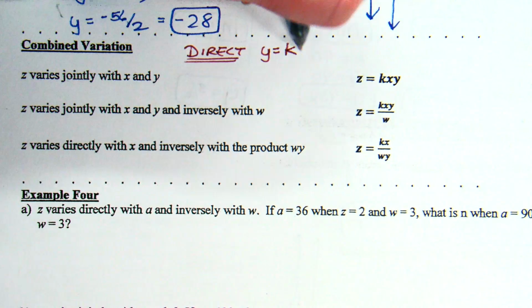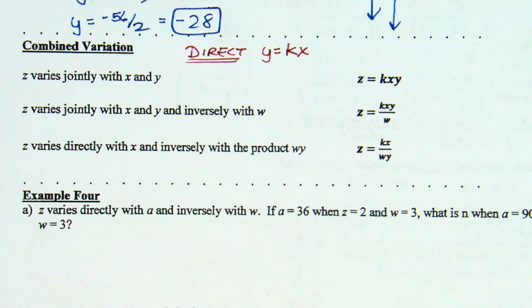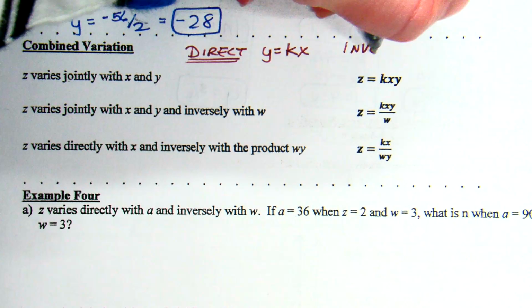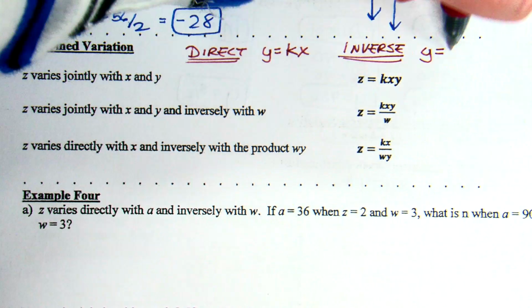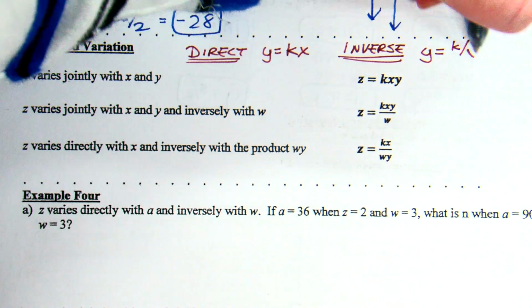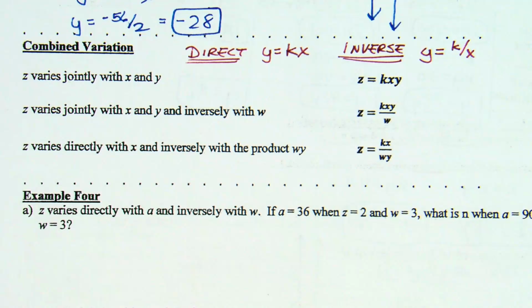Y equals k times x, right? So when we talk direct variation, it's a constant times the x value. When we talk inverse, what's the difference with inverse? It's y equals k over x. So it's a constant k divided by x. Okay, so lock those in your head. Direct is multiplication. Inverse is division. I'm not talking about how we find k, but how we represent the equation.